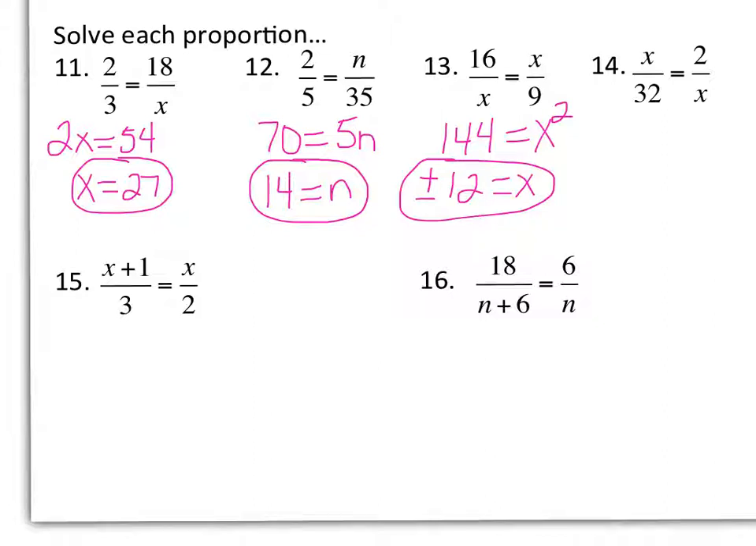In 14, x times x is x squared. 32 times 2 is 64. We'll take the square root of both sides. So x is equal to positive or negative 8.